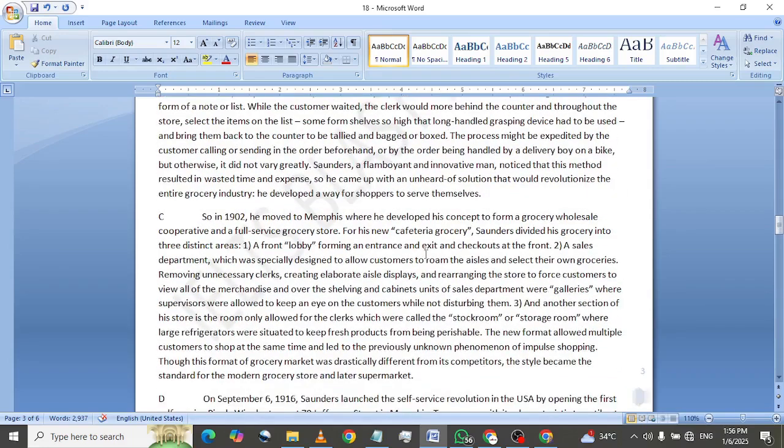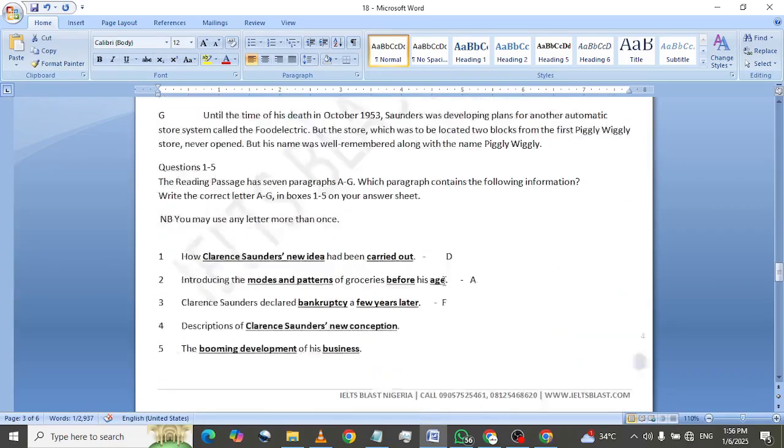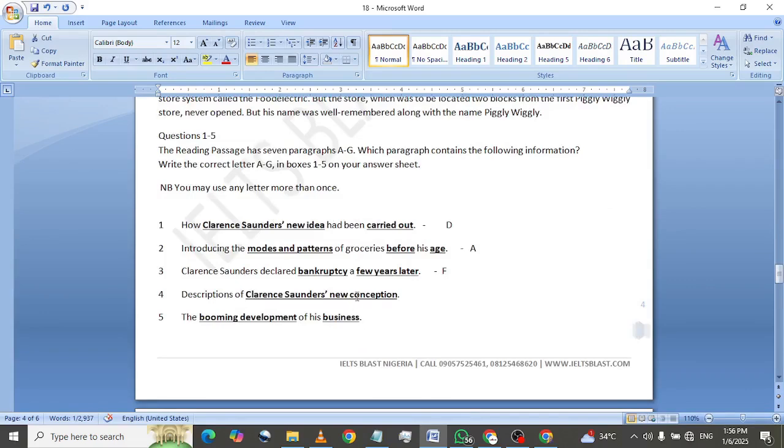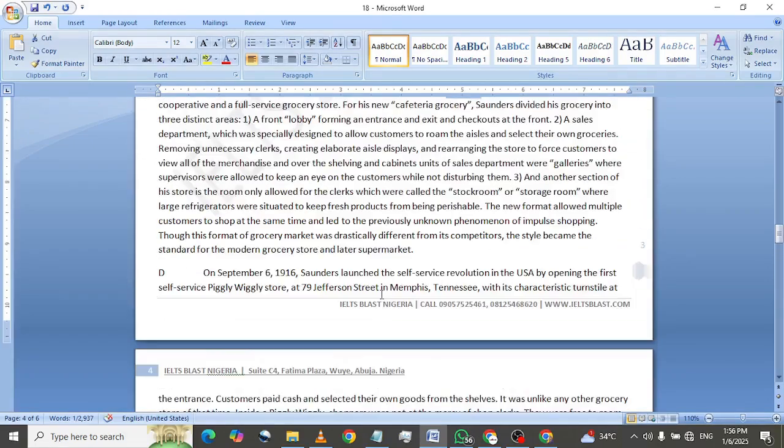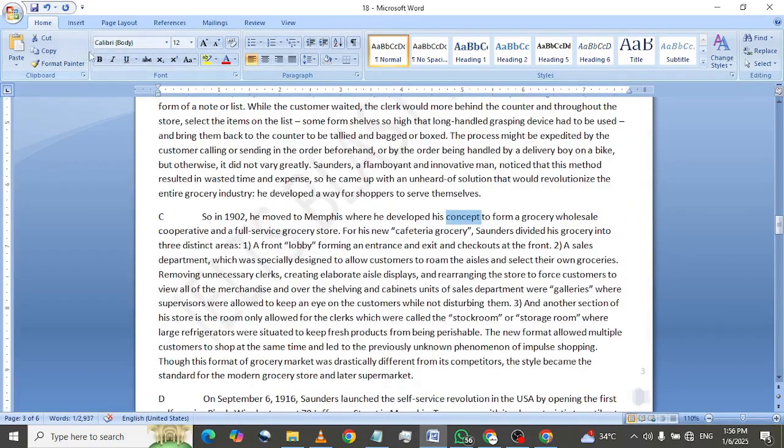Then let's see this C. They said he moved to Memphis where he developed his concept. Can you see it? You see now that they even put it there, new conception. You see the keyword now. They are saying new concept. So let's see whether they really describe the concept.